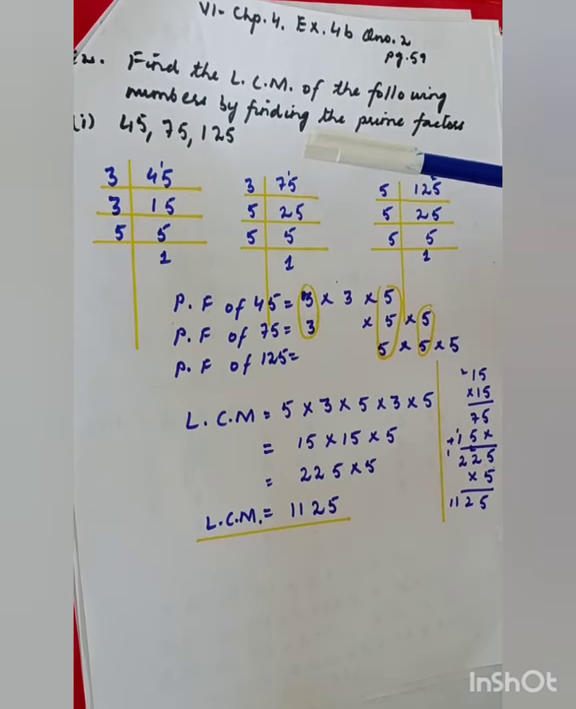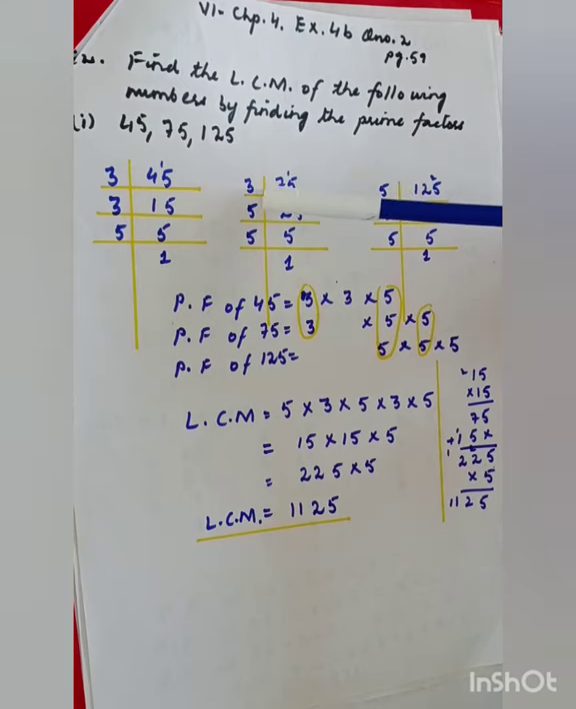Next number, 75. Again start with the smallest. It is preferable to start with the smallest number. 3 twos are 6, 1 carry, 3 fives are 15. 5 fives are 25, and then 5 ones are 5. Then 125. 5 twos are 10, 2 carry, 5 fives are 25. 5 fives are 25. 5 ones are 5.